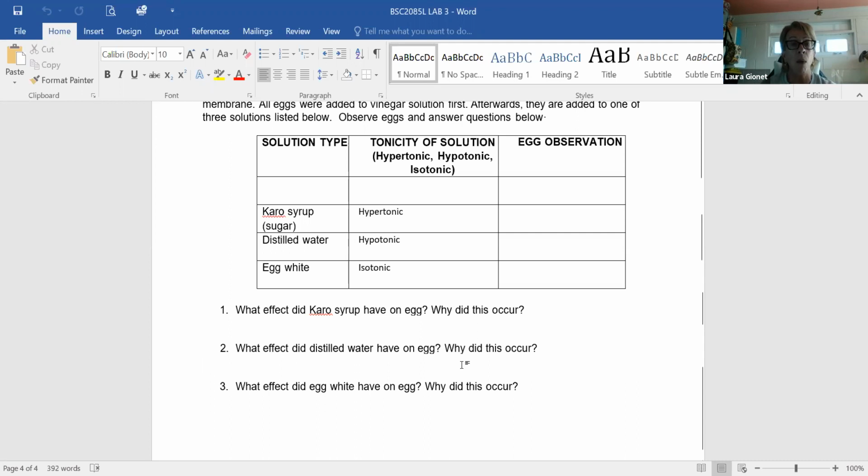And then we have the egg whites. What effect did it have? Neither, because it acted like an isotonic solution. It neither caused the cell or the egg to get larger or shrink. It just stayed the same.